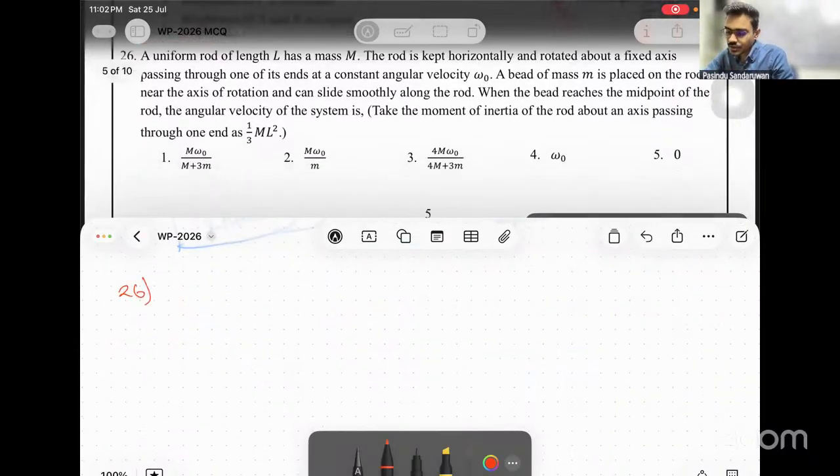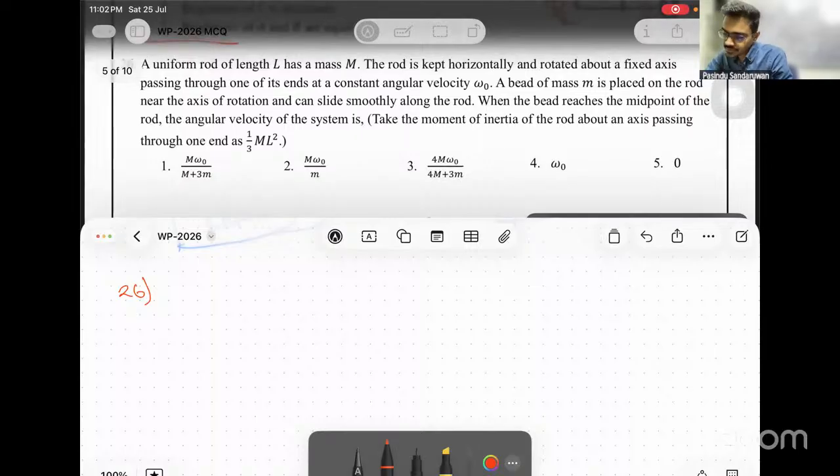26. A uniform rod of length L has a mass M. The rod is kept horizontally and rotated about a fixed axis passing through one of its ends at a constant angular velocity omega naught. The rod is connected and rotates around one of the ends. A bead of mass small m is placed on the rod near the axis of rotation and can slide smoothly along the rod. So there's a bead initially here that can slide along the rod. When the bead reaches the midpoint of the rod, the angular velocity of the system is.